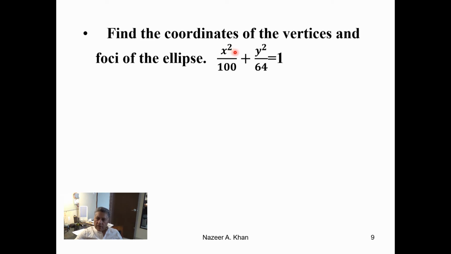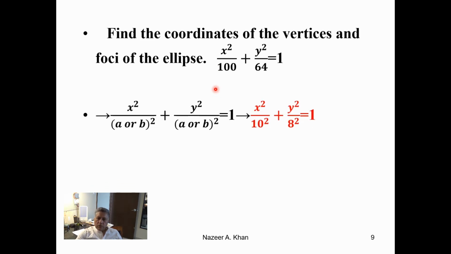Because I don't have any other numbers up here in the numerator, I know that the center of the ellipse is at the origin. The center is at the origin. We know that plus or minus 10 and plus or minus 8 are going to be our numbers. The major axis is along the x-axis, which makes it a horizontal ellipse, right?